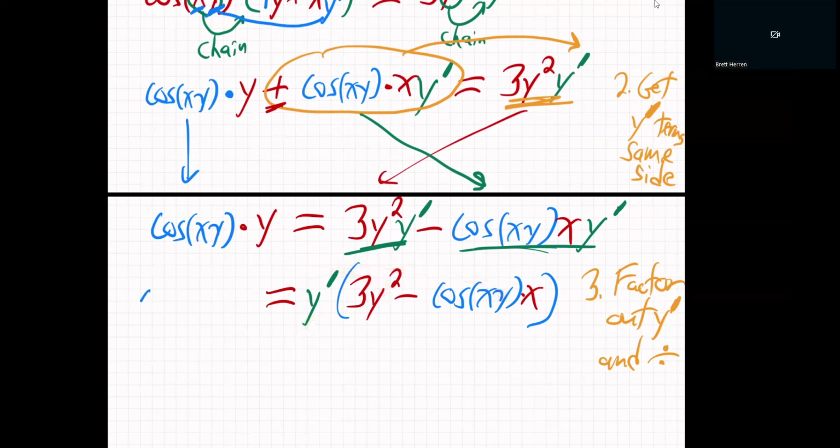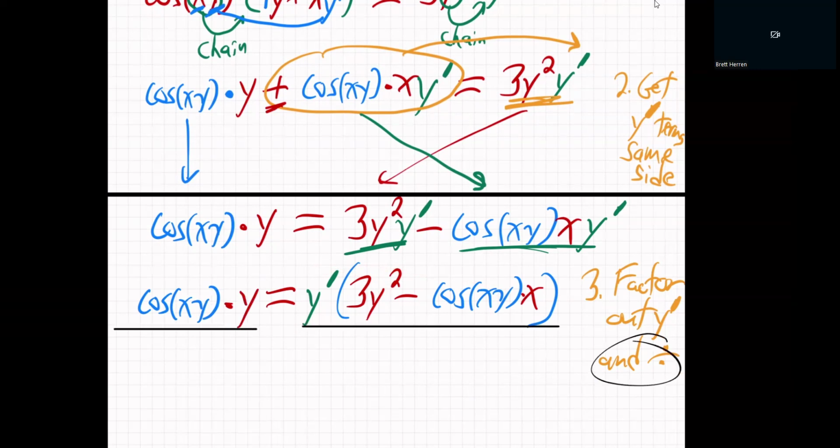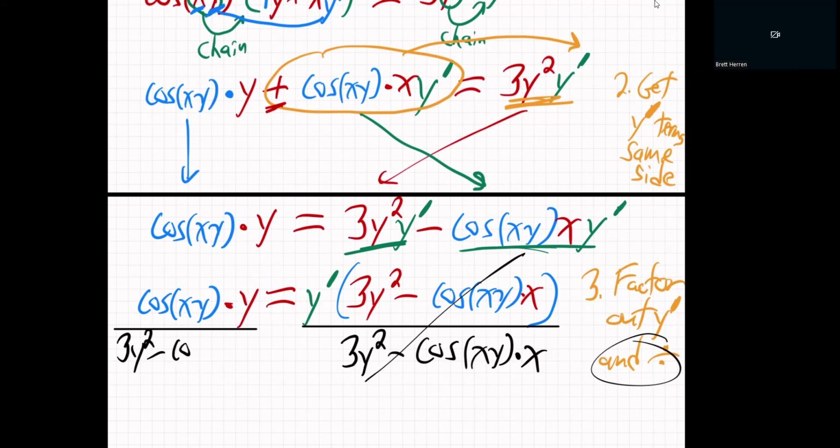And so over here we have cosine xy times y. Okay, last step, as I said, divide. So we're going to divide both sides by 3y squared minus cosine xy times x. The cosine xy times y over 3y squared minus cosine xy times x. And there's our answer.